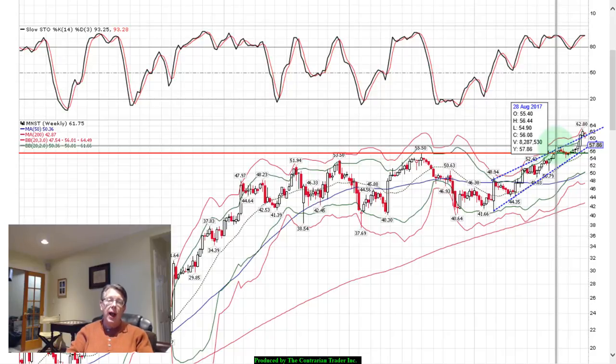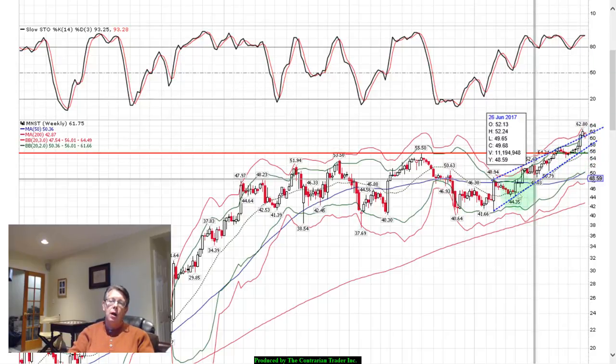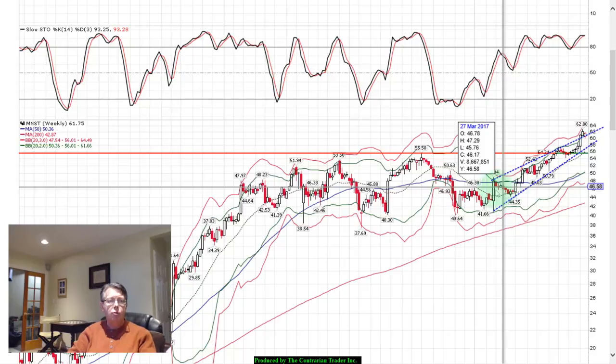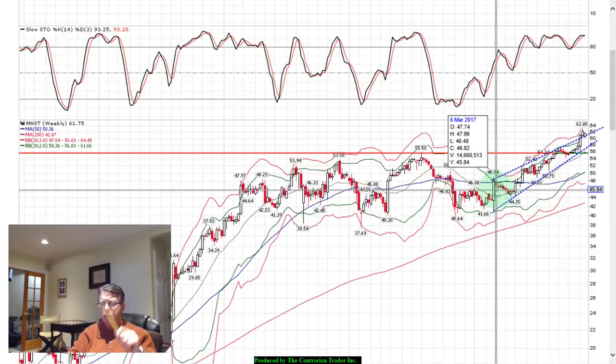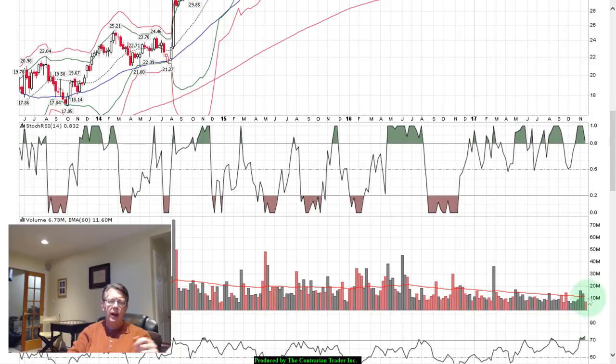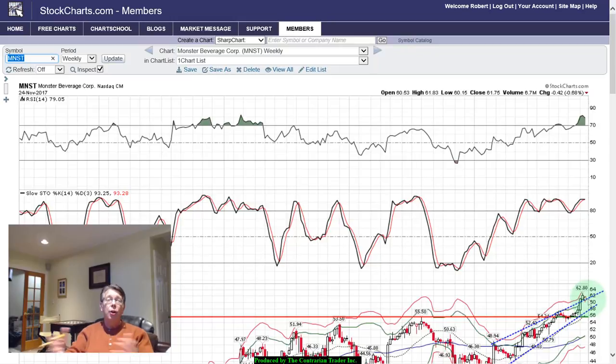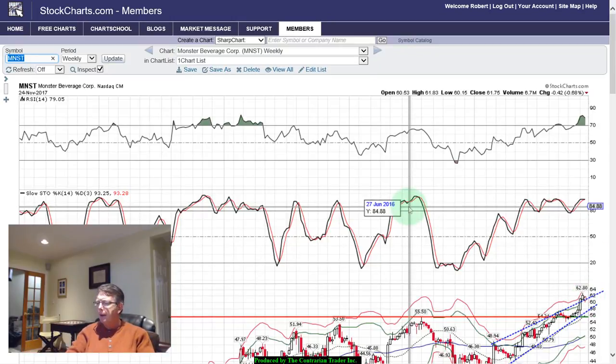So that would be a good entry point for MNST, and I would use a stop right below the lower band of the rising uptrend channel on a closing basis. Remember, these are weekly charts. Volume last week, very light, good stuff. Chart looks good. I just wouldn't buy it right now. Could it go higher? Sure. But I wait for that pullback.